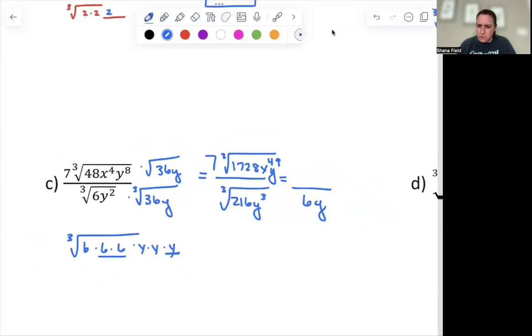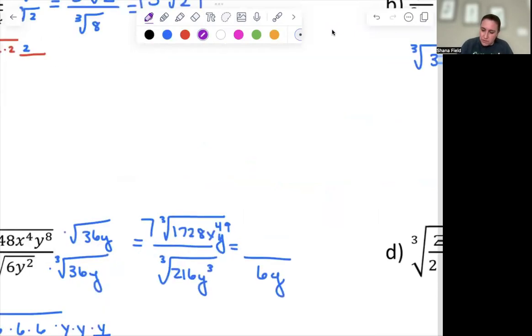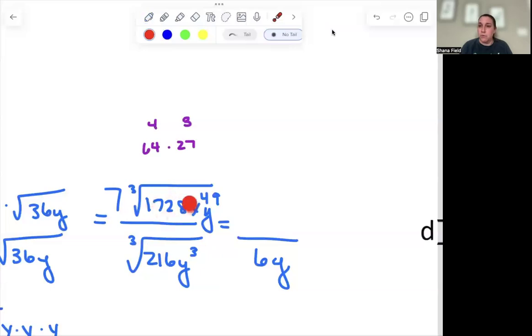So thinking about my perfect cube list here, I've got some work. 1728, I'm going to start dividing by my perfect cubes. I found 64 and 27. However, those are both cubes. So the cube root of 64 is 4, and the cube root of 27 is 3. So if I work all that out, it's going to be 12 times 12 times 12. That's what we're getting here. So I'm going to do 4 times 3 is 12.